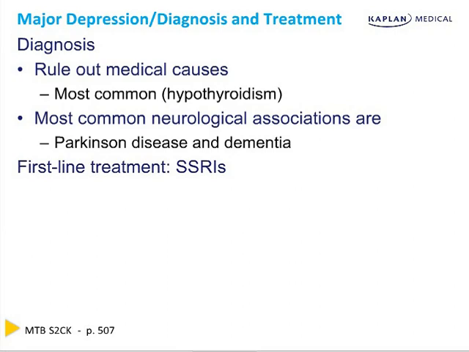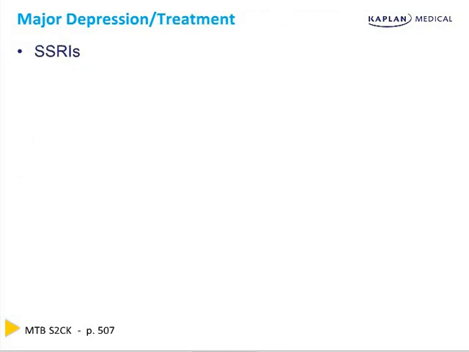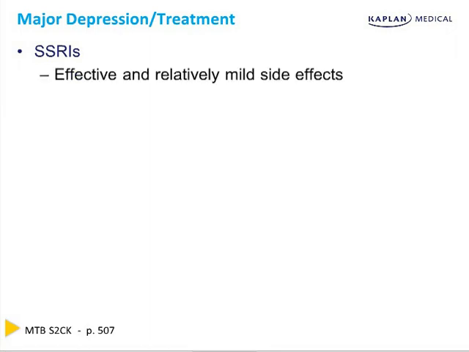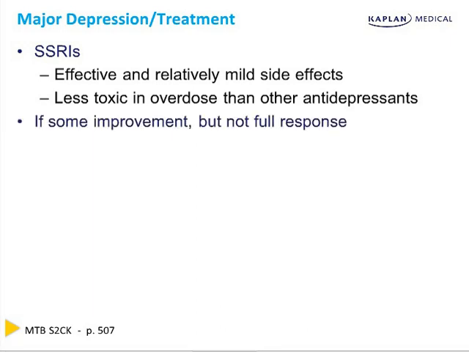Here we go into the first line of treatment, selective serotonin reuptake inhibitors. So that's the fluoxetine, paroxetine, sertraline, citalopram, and escitalopram. Those are your SSRIs. Those are your go-tos for major depression. So when you prescribe an SSRI, you've got to know that it's effective and relatively has mild side effects. They're less toxic in overdose than other antidepressants. Remember, thoughts of worthlessness and suicide are part of the symptomology of major depression. You don't want to give them a treatment that, if in excess, would cause an overdose. That would be a terrible idea.